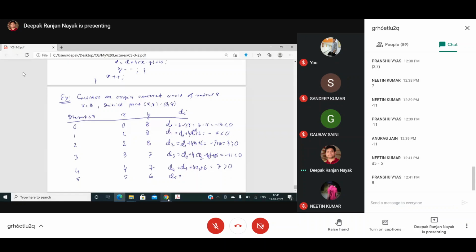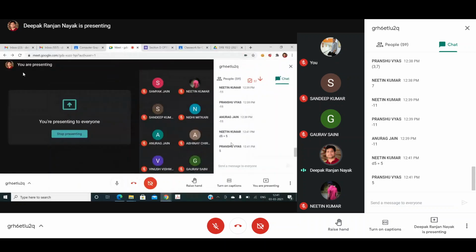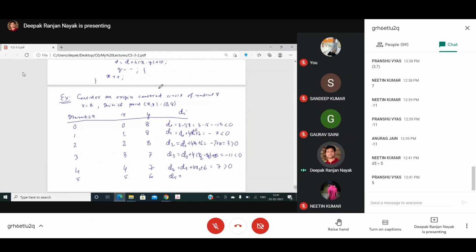So what is the value of D5? D5 value is 5. Okay, D5 value is 5. You have to apply which formula? This formula. 5 is greater than 0. If 5 is greater than 0, what value will you get? It is 6, it is 5.